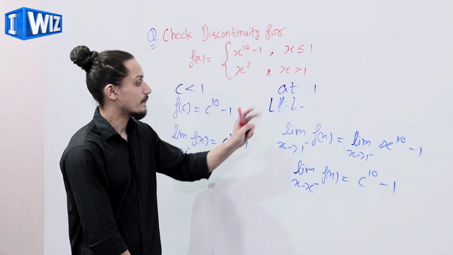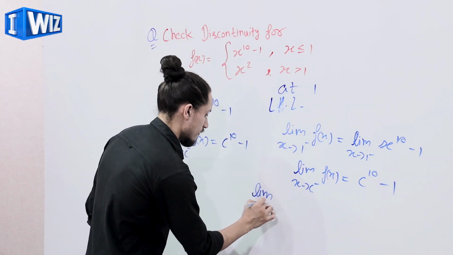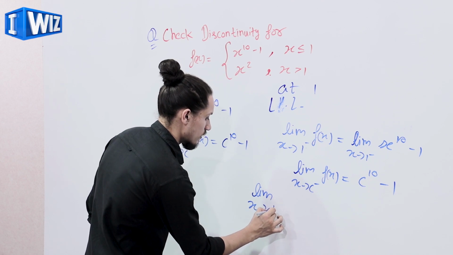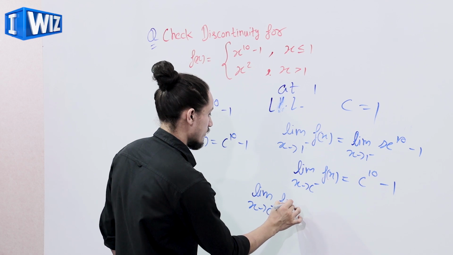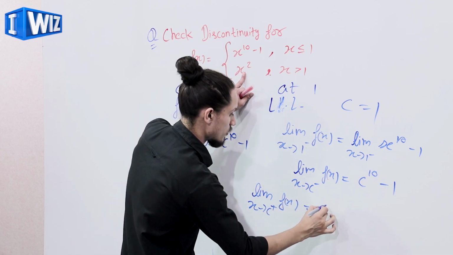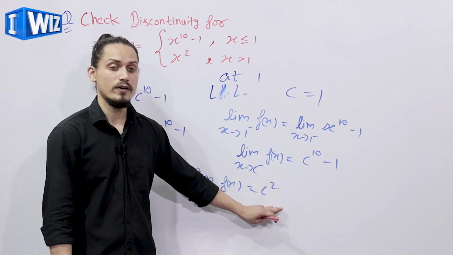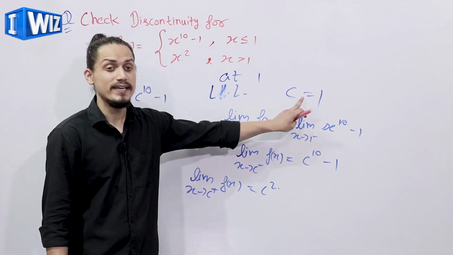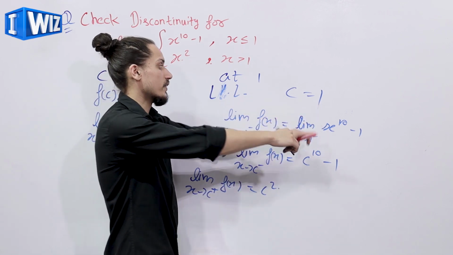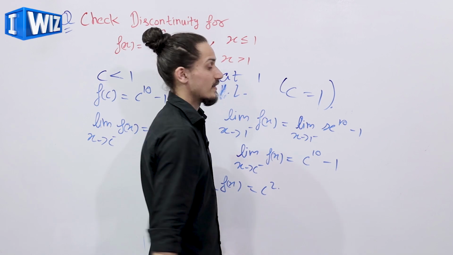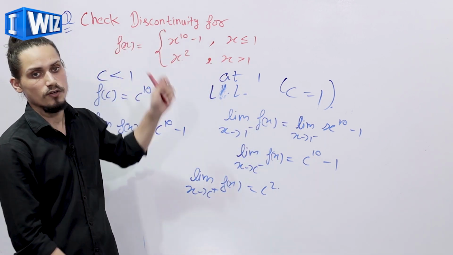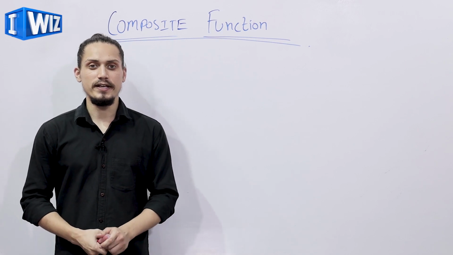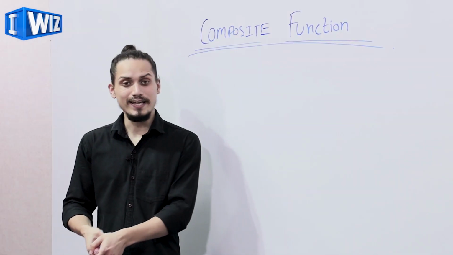The right hand limit will become limit x approaches c positive, where c is equal to 1, f of x is equal to c square. Now the left hand limit is not equal to right hand limit for the number c equal to 1, so it is discontinuous at this point, and the point c equal to 1 is called the point of discontinuity for this function.